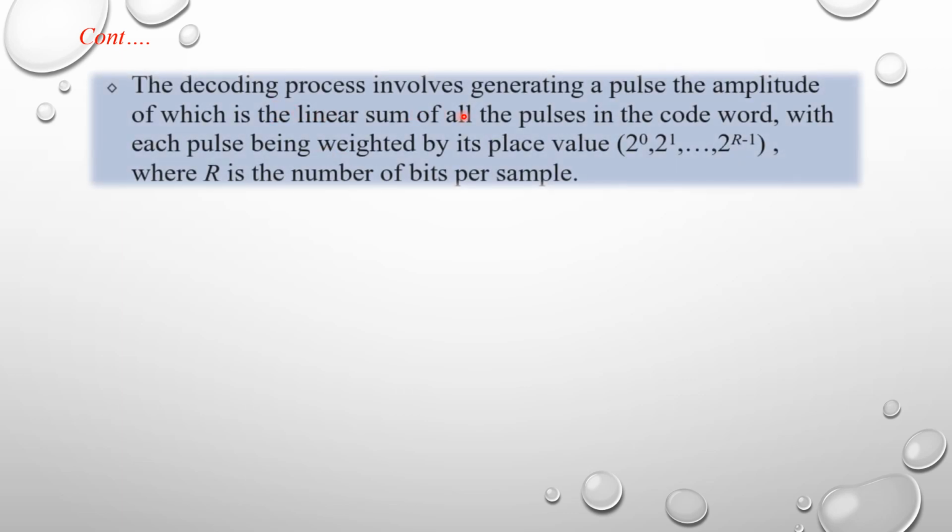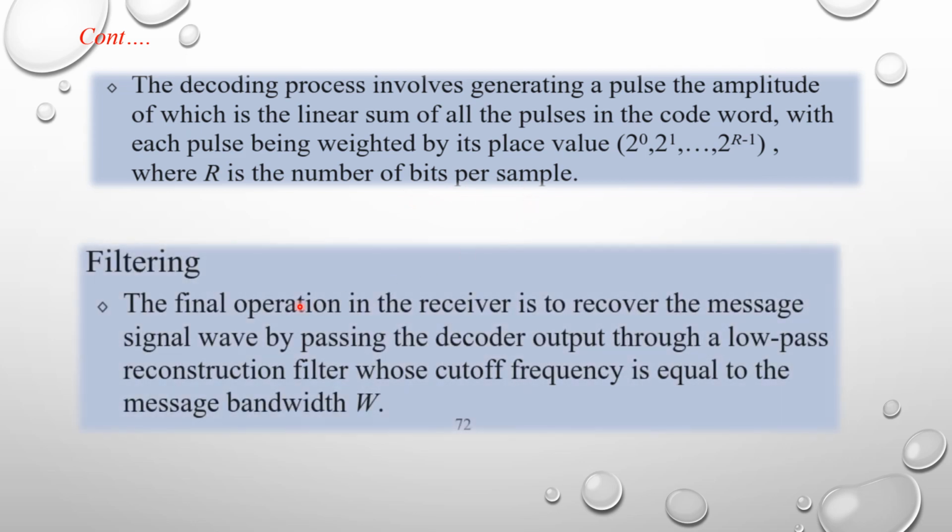The decoding process involves generating a pulse, the amplitude of which is the linear sum of all the pulses in the code word, with each pulse being weighted by its place value, 2 to the power 0, 2 to the power 1, up to 2 to the power r minus 1, where r is the number of bits per sample. The final stage is filtering. The final operation in the receiver is to recover the message signal wave by passing the decoder output through a low-pass reconstruction filter whose cutoff frequency is equal to the message bandwidth W.